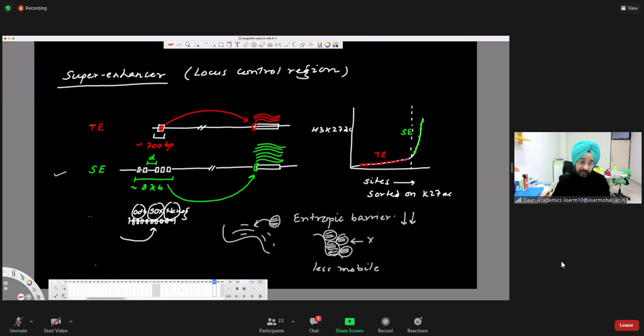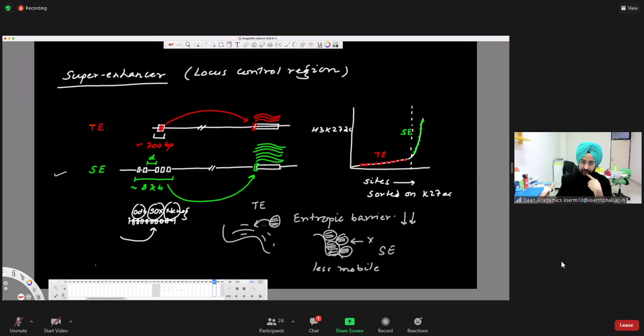One more thing: what is the other advantage of these complexes on a super enhancer in the binding process? Let us say this is your typical enhancer, right? Only one. This is your super enhancer over here.